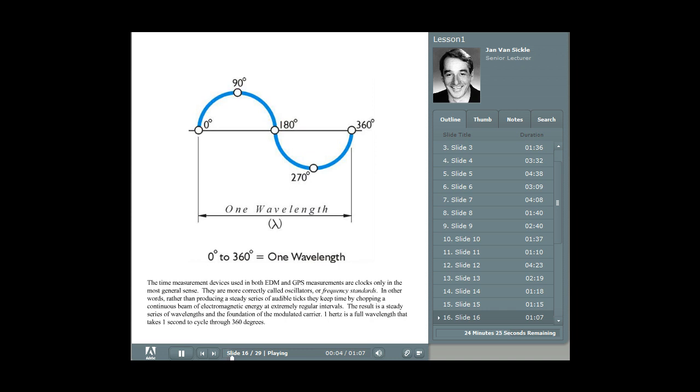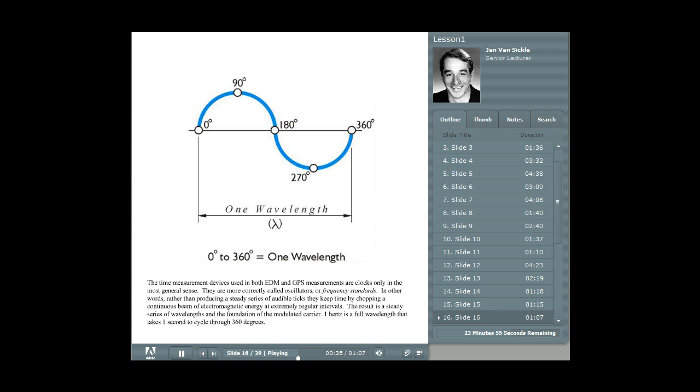But before we get into that, a little bit about phase angles. Because as I said, it's the modulation on the carrier by phase that is the method of attaching the codes to the GPS L1 and L2 carriers. Here's a sine wave. 0, 90, 180, 270, and 360 are known as phase angles in a single wavelength.